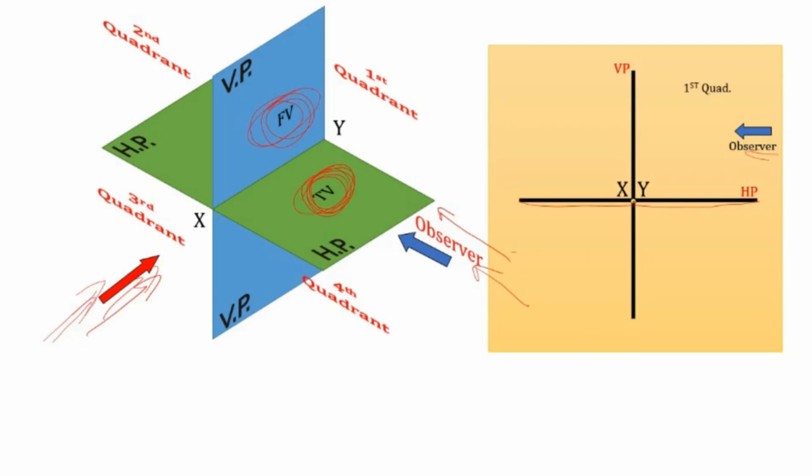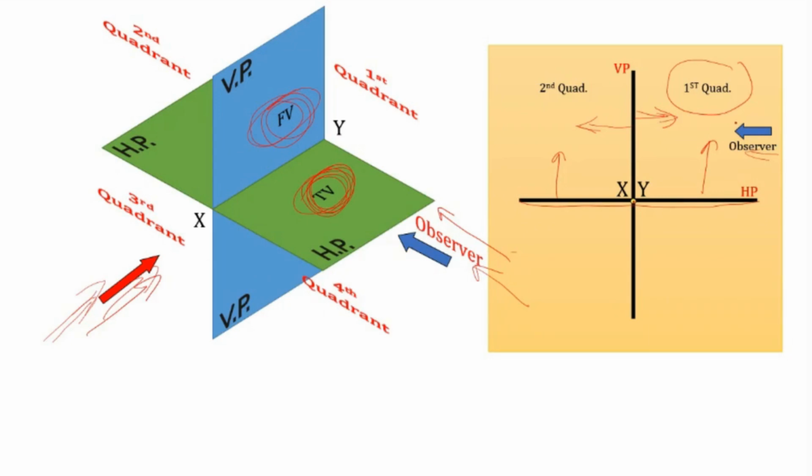Now this is the first quadrant. The first quadrant means it is above HP and in front of VP. That is first quadrant. And now the second quadrant. Second quadrant means above HP and behind VP. So in this direction it is behind, and in this direction it is in front of.